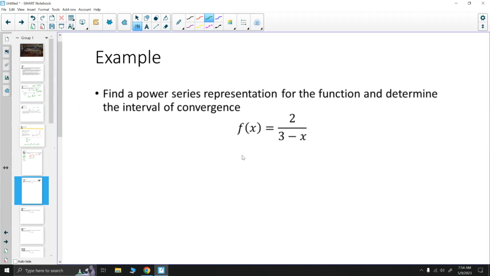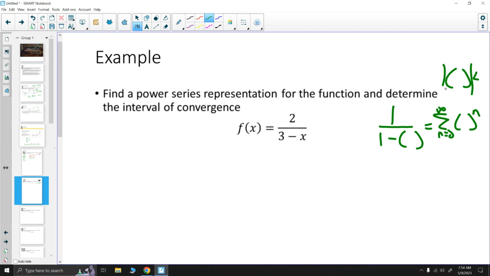So, find a power series representation of the function and determine the interval of convergence. Again, same directions as before. The idea here is we want to write this as 1 over 1 minus something. It doesn't really matter what that something is. I'm not going to call it x, because sometimes students have an issue recognizing that x can be anything. That's going to be equal to the sum n equals 0 to infinity of whatever that thing is to the n, keeping in mind that whatever that thing is, the absolute value of it being less than 1 will be our interval of convergence.